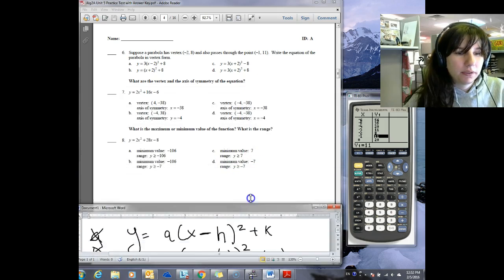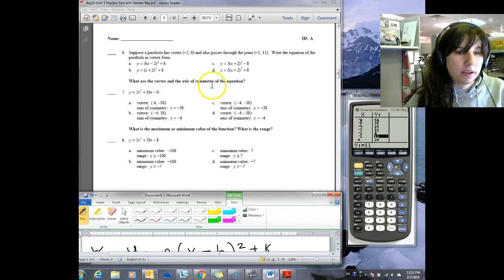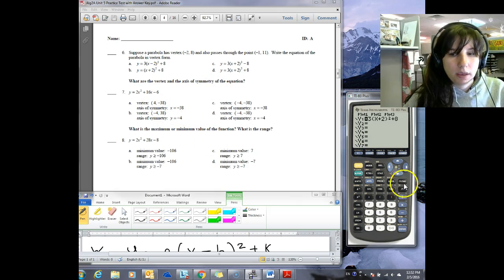For the next couple, it's asking me for the vertex and axis of symmetry and the maximum minimum. So I can go ahead and graph these as well. So for number 7, I've got 2x squared plus 16x minus 6. So let's take a look at that graph. Okay, I can't see my vertex. Looks like it's kind of scooping down, but it's not showing.